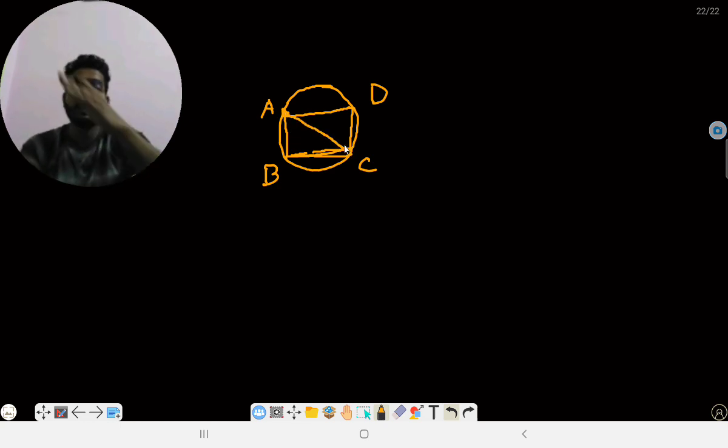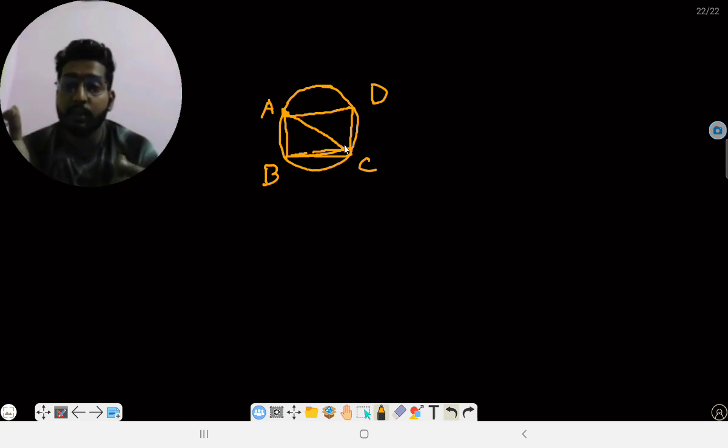Now how to find the center and radius of the circle? Look properly. Suppose this is my circle and inside it there is a rectangle, with A, B, C, and D. The diagonal of the rectangle represents the diameter of the circle. Whatever the rectangle's diagonal is, that will be the length of the diameter of the circle.